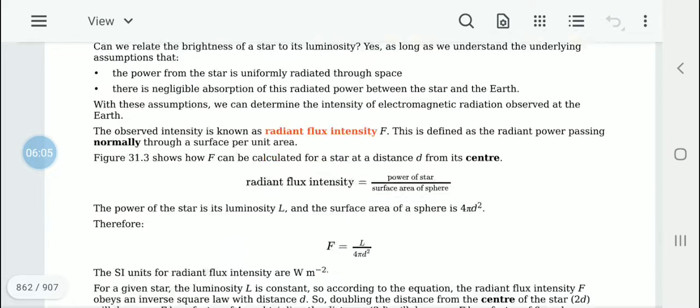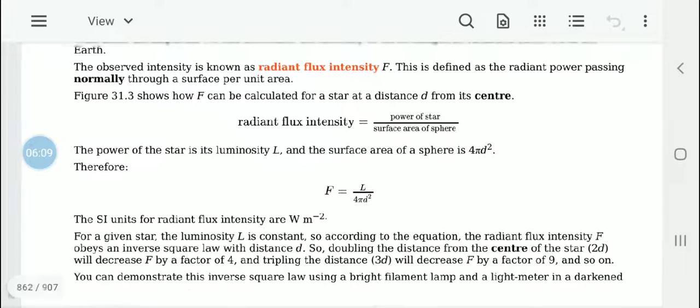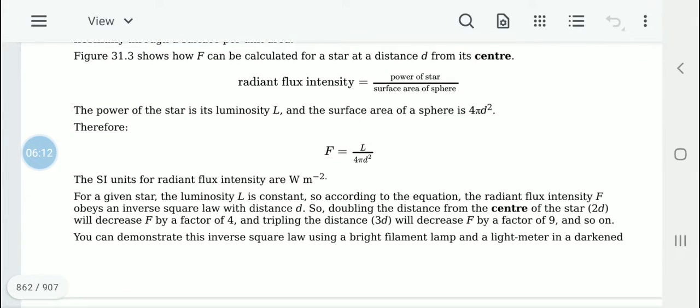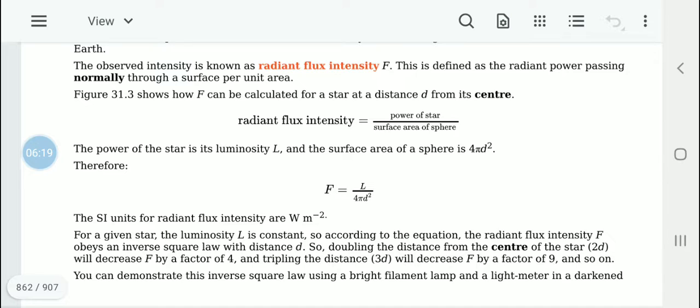So to calculate this F, the radiant flux intensity, at a distance d from the star's center, we use the power of the star divided by the surface area of the sphere. The power of the star is its luminosity L, and the sphere's surface area is 4 pi d squared.